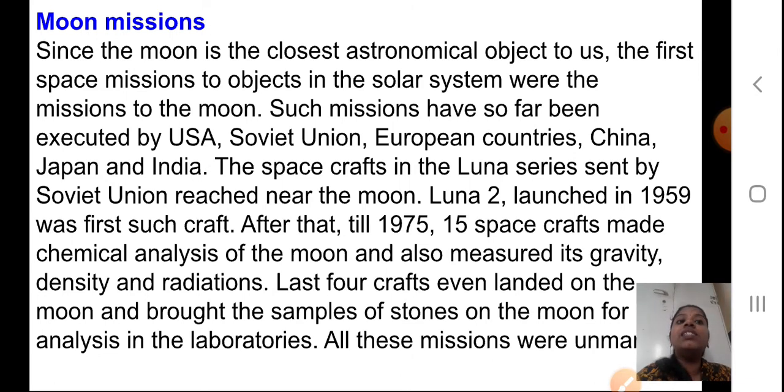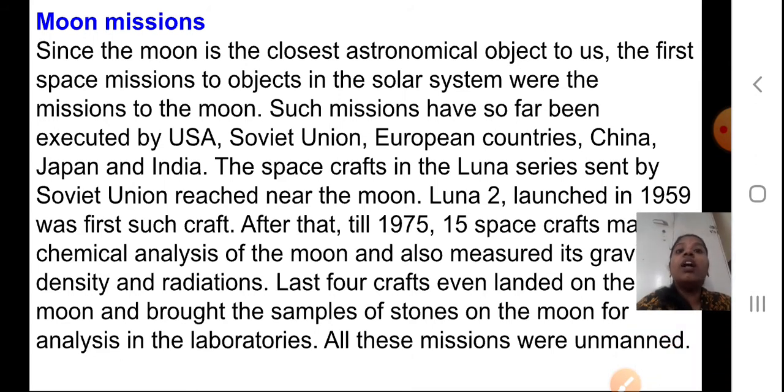After that, till 1975, 15 spacecrafts made chemical analysis of the moon and also measured its gravity, density and radiations. The last 4 crafts even landed on the moon and brought samples of the stones on the moon for analysis in the laboratories. So see how many inventions have been made in science. Whatever crafts went, they brought samples of the stones from the moon, and then the analysis was done in the laboratories. All these missions were unmanned.